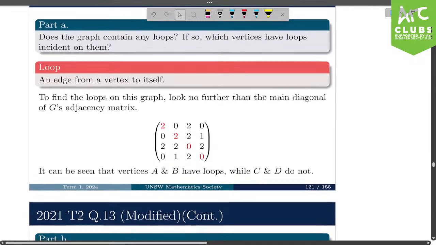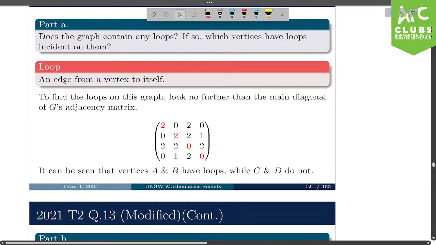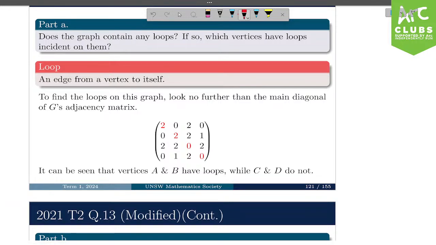So in this case, we see that A and B have non-zero numbers. That means there are edges going from A to A and B to B, while C and D here and here have no edges to themselves. Just to clarify quickly, A we denote as the first vertex, B is the second vertex, C is the third vertex, D is the fourth vertex.